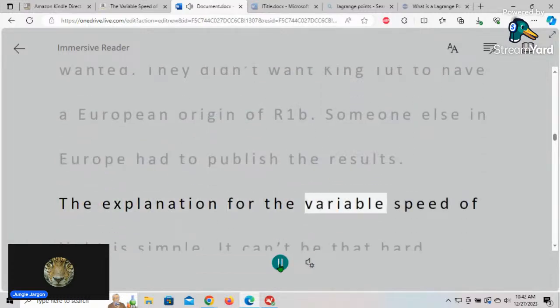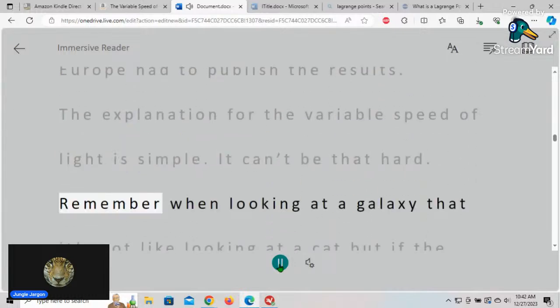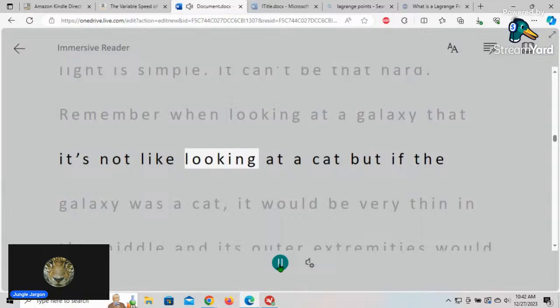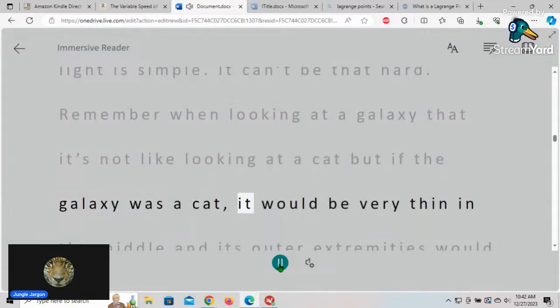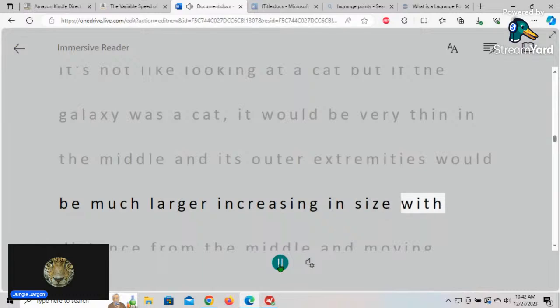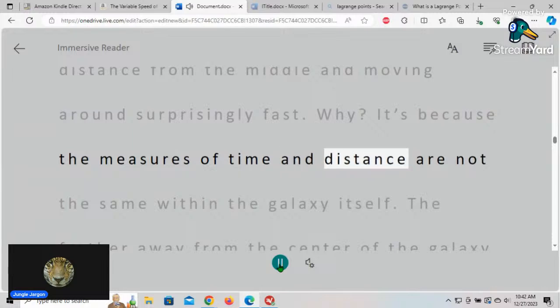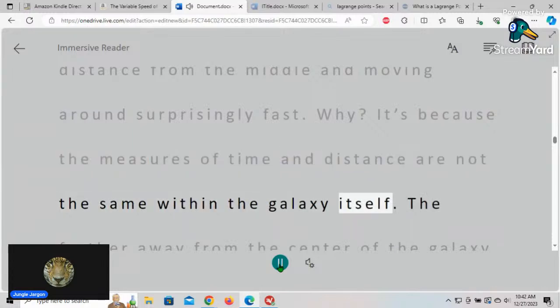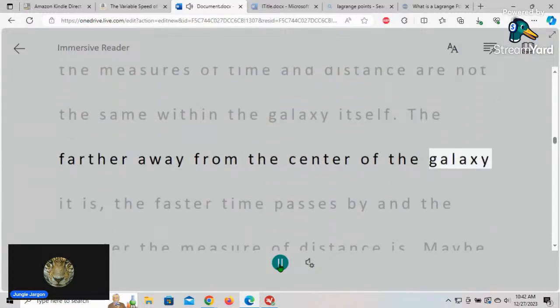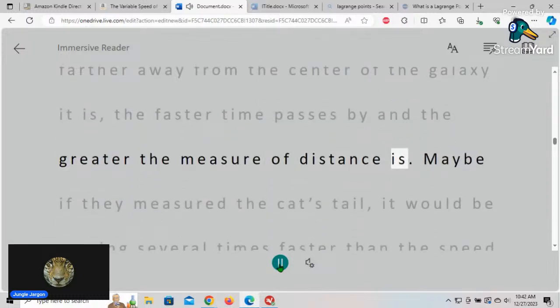The explanation for the variable speed of light is simple. It can't be that hard. Remember when looking at a galaxy that it's not like looking at a cat, but if the galaxy was a cat, it would be very thin in the middle and its outer extremities would be much larger, increasing in size with distance from the middle and moving around surprisingly fast. Why? It's because the measures of time and distance are not the same within the galaxy itself. The farther away from the center of the galaxy it is, the faster time passes by and the greater the measure of distance is.